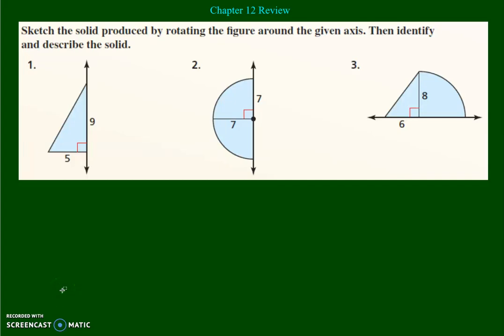This is part 1 of the Chapter 12 review, and the review starts out with 3 solids of revolution. That is, 3 solids formed by rotating a figure about an axis. Number 1, we have a triangle rotated around a vertical axis.